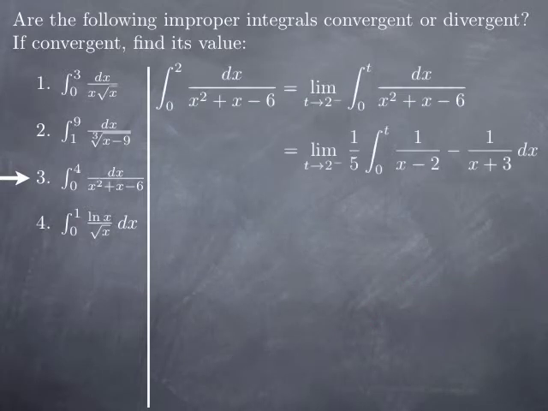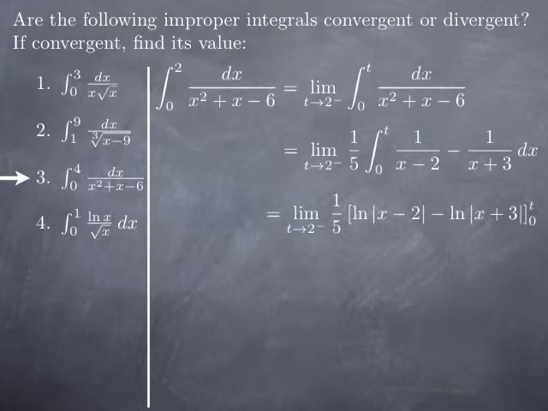So that means that we can replace 1 over x squared plus x minus 6 by 1/5 of (1 over x minus 2 minus 1 over x plus 3). So this is what we are integrating. And now we can integrate that because we know antiderivatives. An antiderivative of 1 over x minus 2 on that interval is natural log of the absolute value of x minus 2. And similarly, an antiderivative of 1 over x plus 3 is natural log of the absolute value of x plus 3.